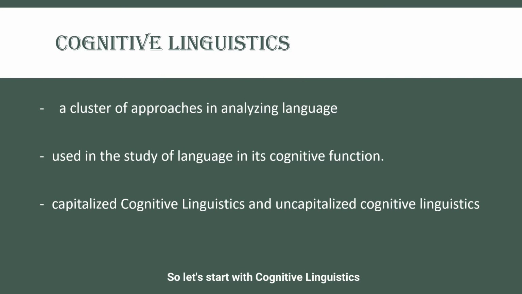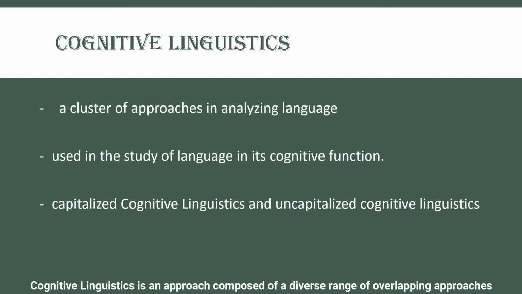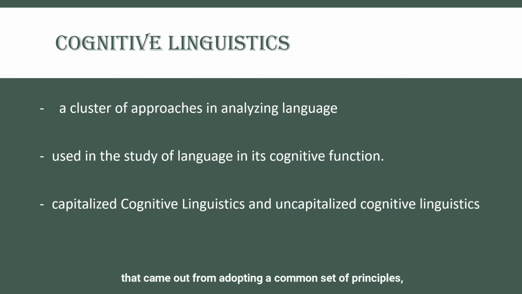So let's start with cognitive linguistics. Cognitive linguistics is an approach composed of a diverse range of overlapping approaches that came out from adopting a common set of principles, perspectives, and assumptions in analyzing language. This approach is used in the study of language in its cognitive function.